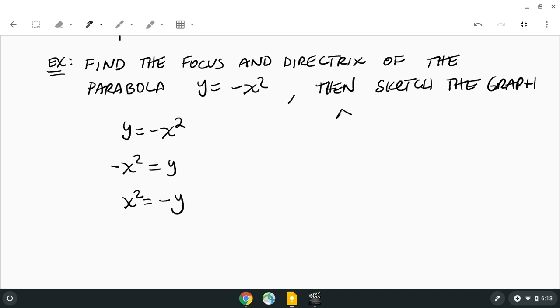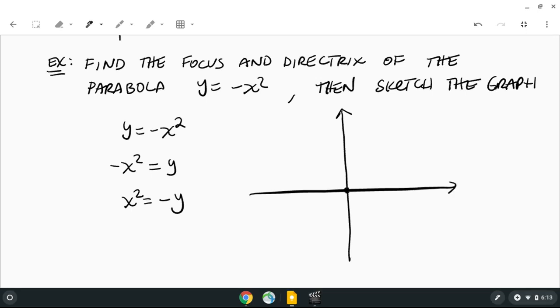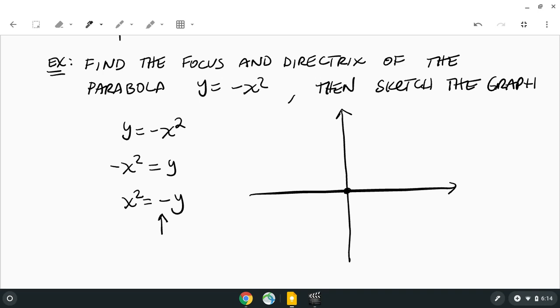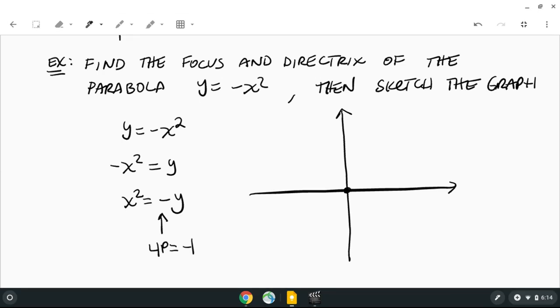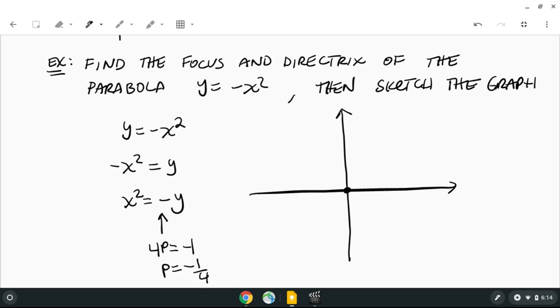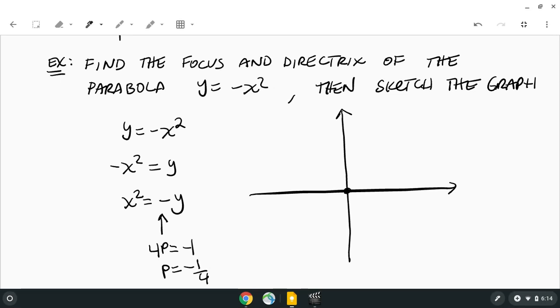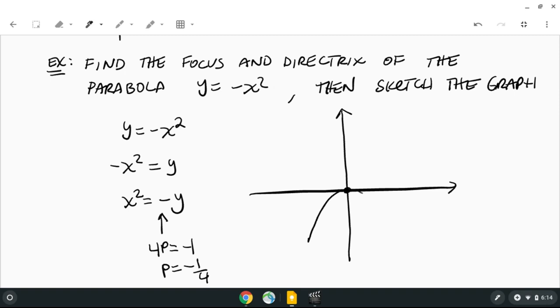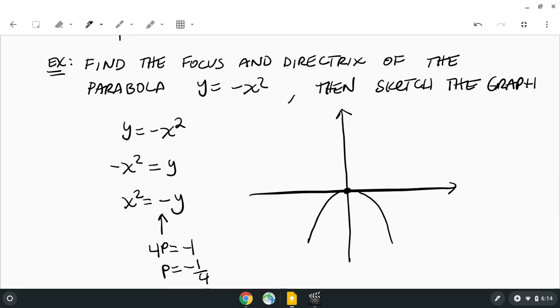The x is being squared, right? So we know it's a vertical parabola with the vertex at 0, 0. And because it's a negative p-value, here let's go ahead and solve for our p-value. So we know that 4p equals negative 1. So p equals negative 1/4. So we know that it is this kind of parabola, opens downward.